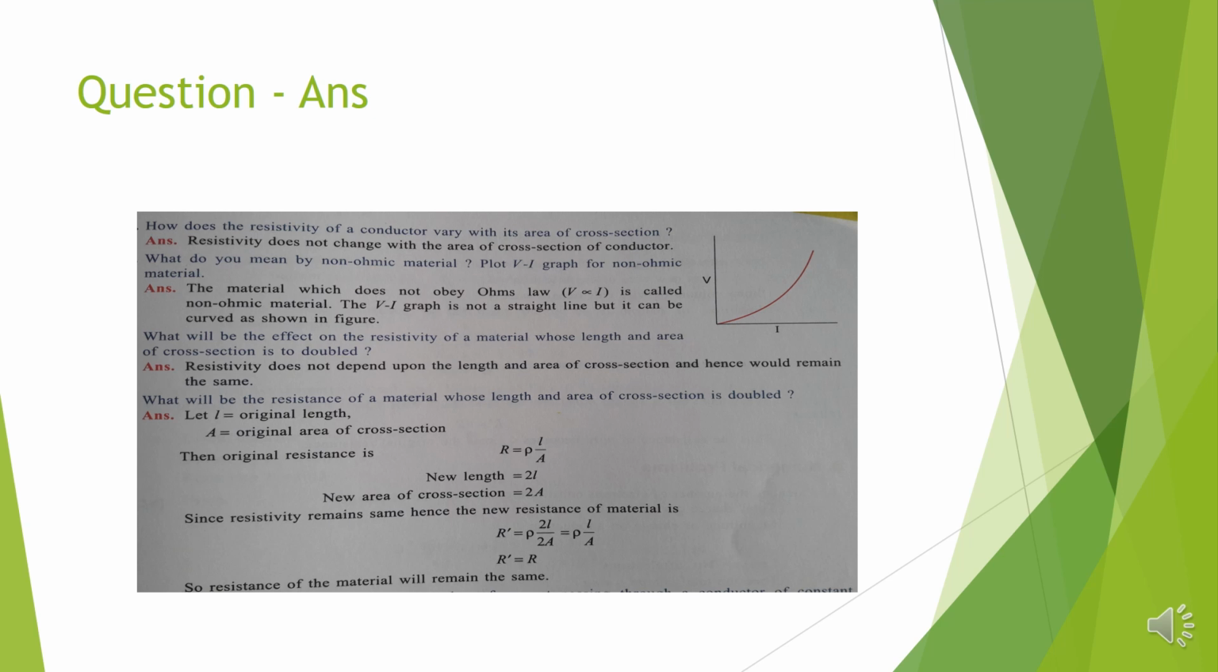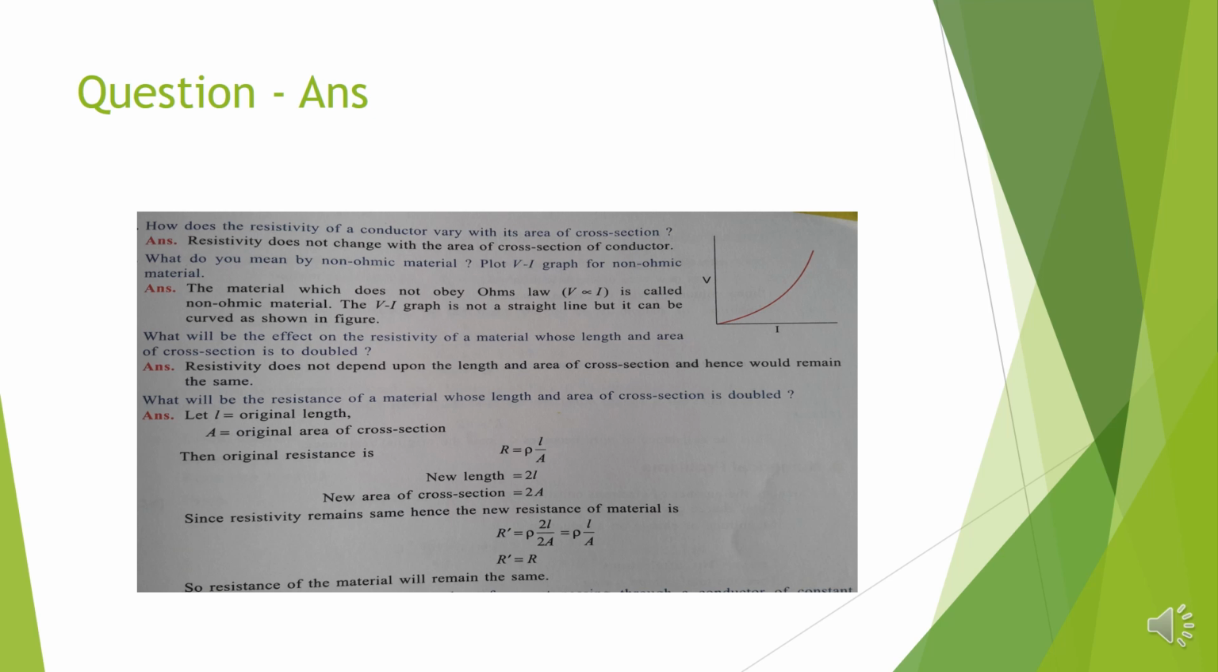What do you mean by non-ohmic material? Plot the VI graph of a non-ohmic material. Look at the graph. We know that the substances which obey Ohm's law are called ohmic materials. And the graphical representation of Ohm's law is a straight line. When you plot the VI graph, it will be a straight line passing through the origin. So for non-ohmic substances, it will be a curved line. It's a parabola.